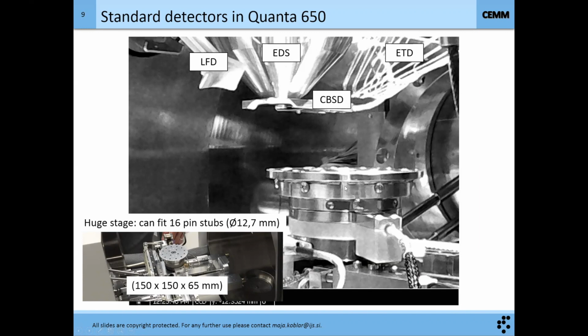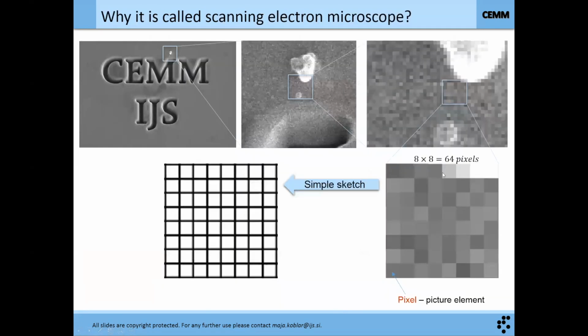Also, the huge table can fit 16 pin stubs, and you have a large area for samples, so 6 centimeters, big samples can go inside the chamber. This table is also for the beam deceleration. I'll tell that later.